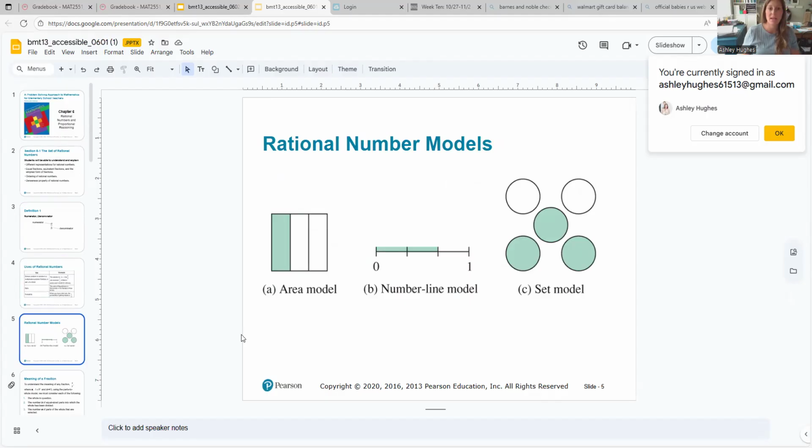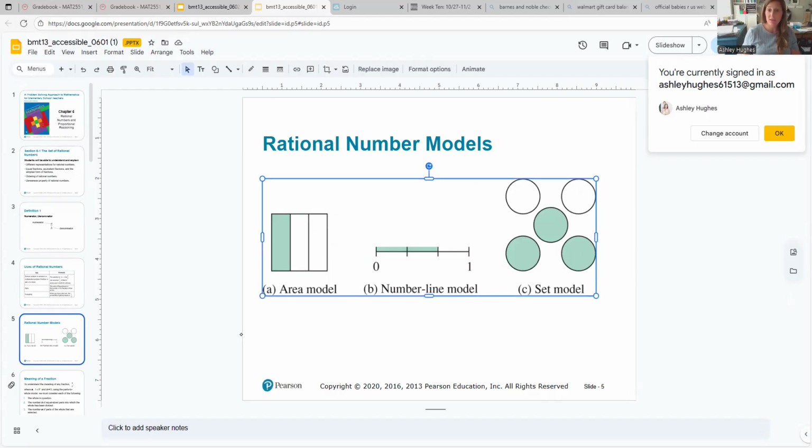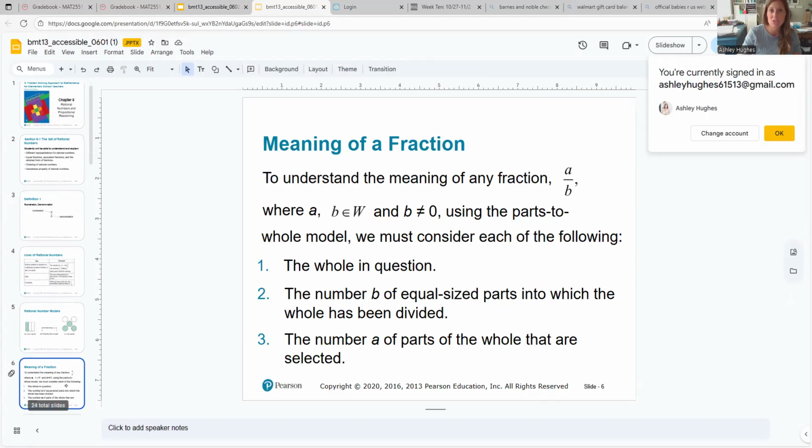So this is like 1 out of 3 is shaded here. The number line model, you see 2 out of 3. And then here you see 3 out of different ways to illustrate fractions.